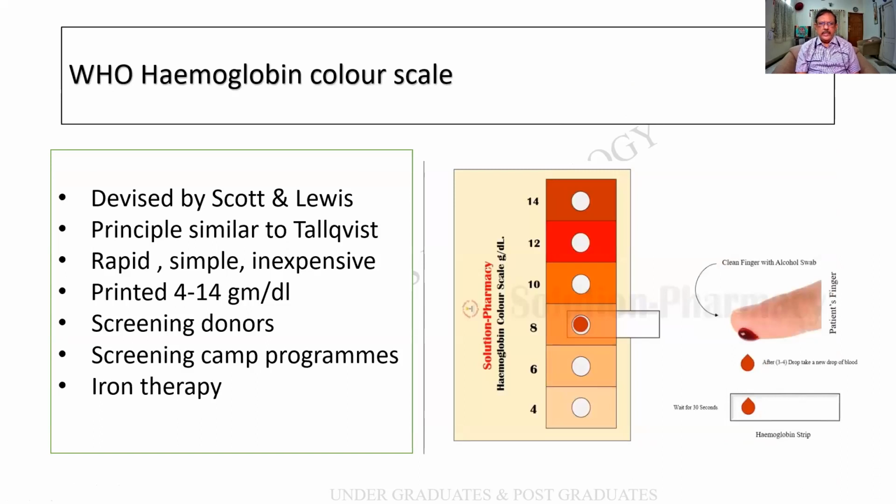WHO, the World Health Organization, chose a similar hemoglobin color scale. And this was devised by Scott and Lewis. The principle is similar to Tallquist. Again, rapid, simple, inexpensive. On the chart provided, they have got the values from 4 grams to 14 grams. It is useful for the screening of donors in camps and for patients who are subject to iron therapy. So this is a finger prick, put it on the filter paper provided, directly compare it, and you get the value.